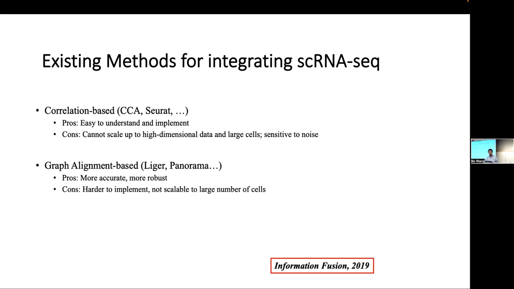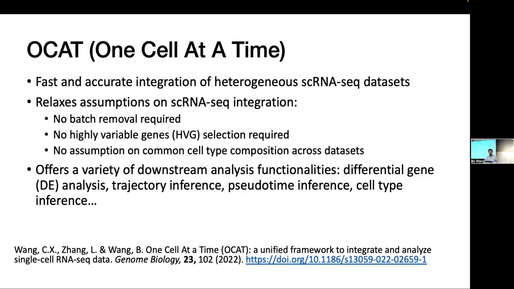We published a review paper in Information Fusion. So if you're interested in a summary of existing approaches, please feel free to look at this paper. What I want to present today is a very recent work from our lab called OCAT, one cell at a time. It is a machine learning approach that uses sparse coding to integrate multiple heterogeneous single cell RNA-seq data.